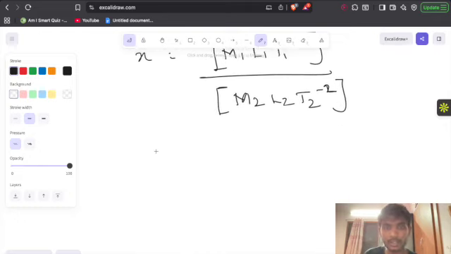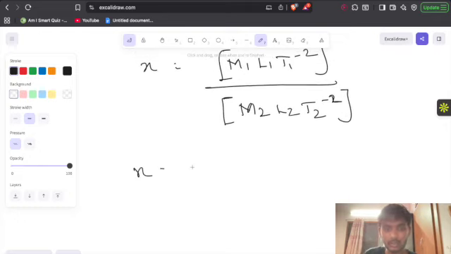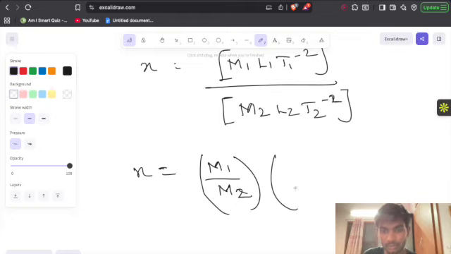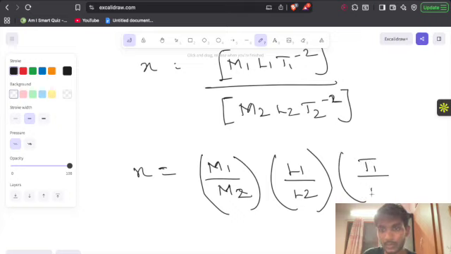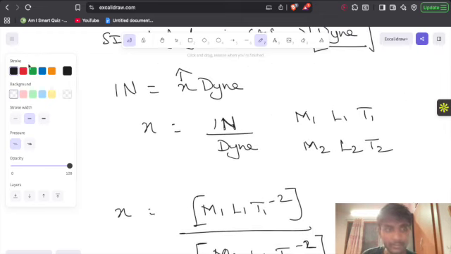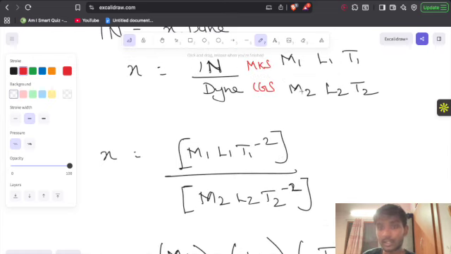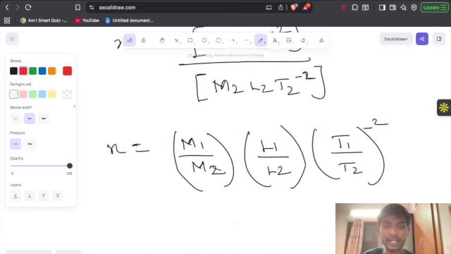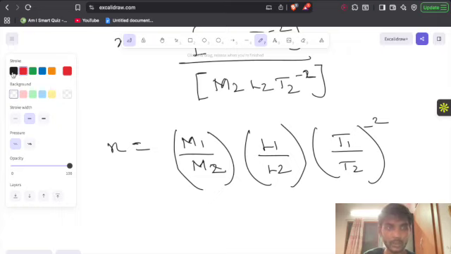Okay, so now I can group these quantities. So I can write it as (m1 by m2) (L1 by L2) (T1 by T2) whole power minus 2. And now Newton belongs to the MKS system. That is what I have told you. Dyne belongs to the CGS system. Now write those units in the place of M1 and M2, L1, L2 and T1, T2.